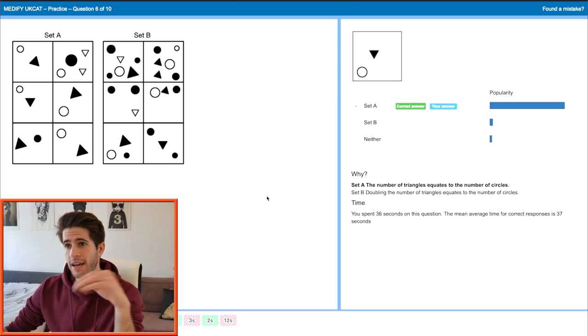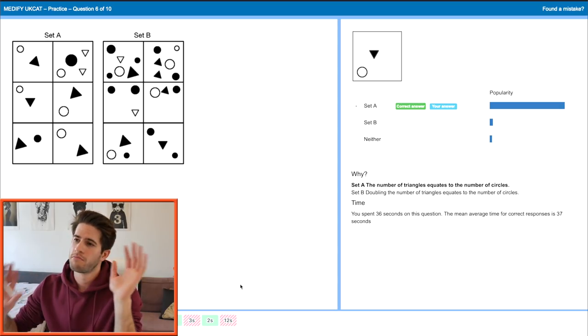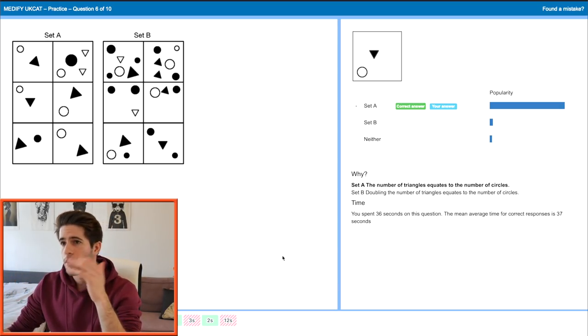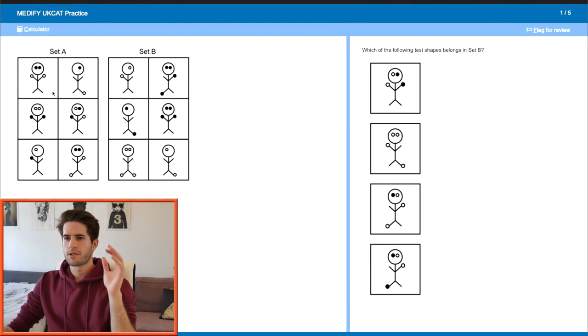But having said that, we did this question very quickly and we still scored 3 out of 5. It's not the end of the world. It's actually not a bad thing at all. Next question. Let's just get an overview of what's going on here.